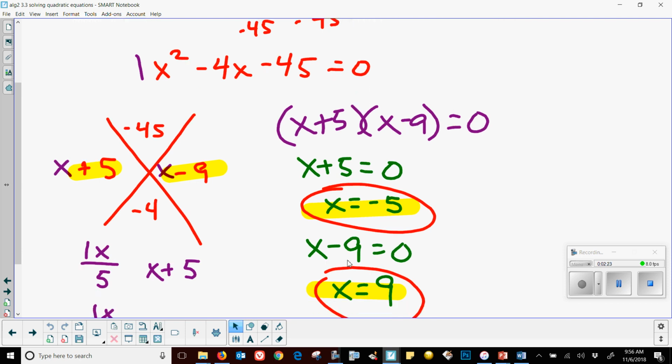If x minus 9 is 0, the next is 9. 9 minus 0 is 0. 9 plus 5 is 14. 0 times 14, still 0.